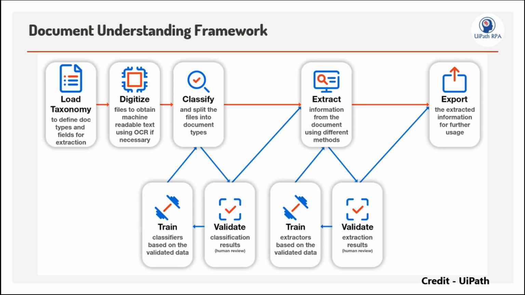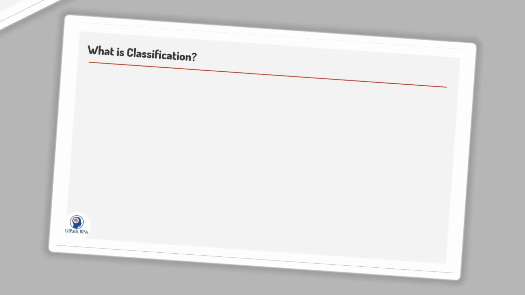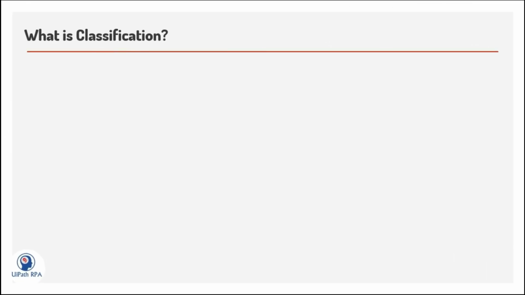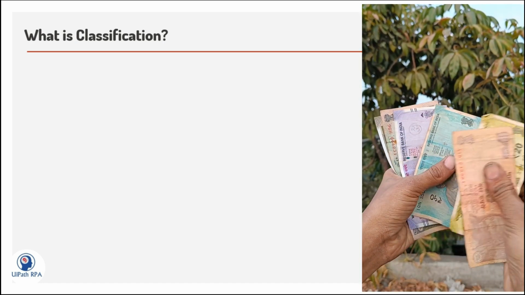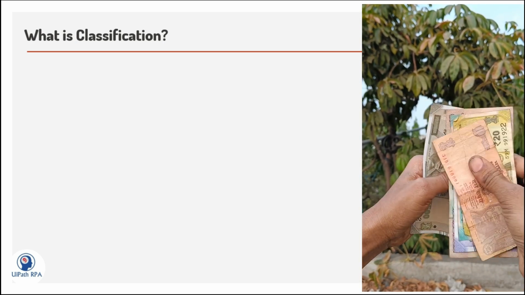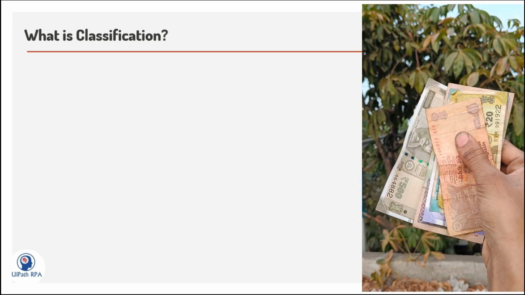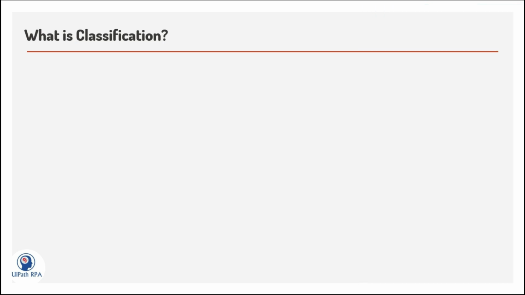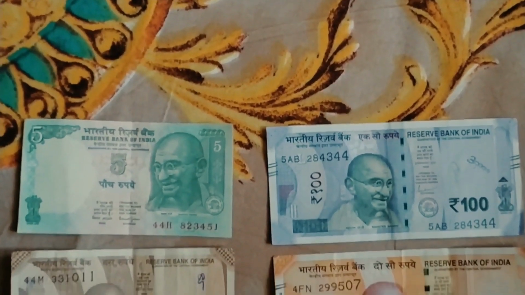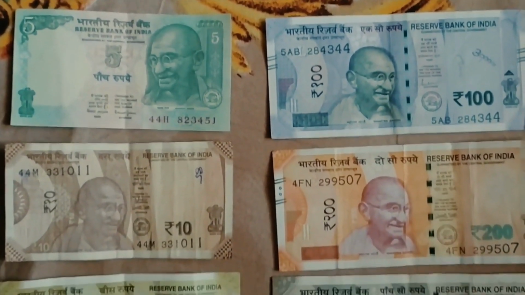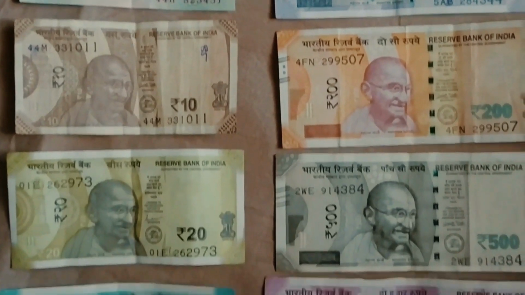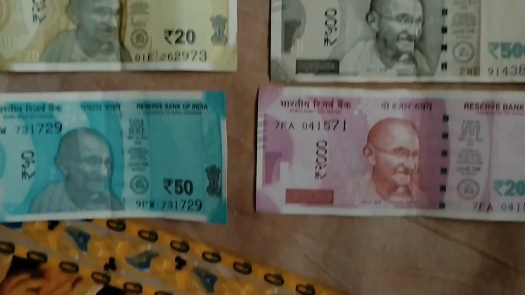So let's talk about classification now. Before talking about the definition of classification, let's understand this with a simple real world example. Let's assume someone gives you a bunch of mixed Indian notes like 10 rupees, 20 rupees, 50 rupees, 100 rupees, 500 rupees, etc., all jumbled together. Your task is to separate, classify that and organize them into different trays according to the notes.